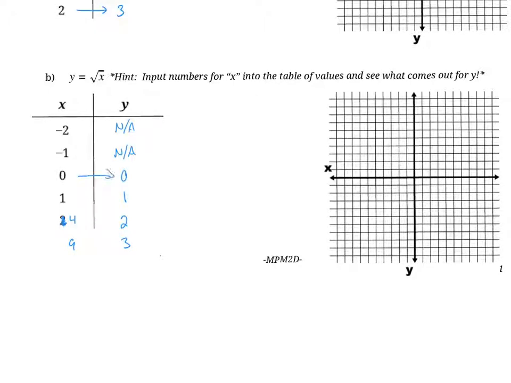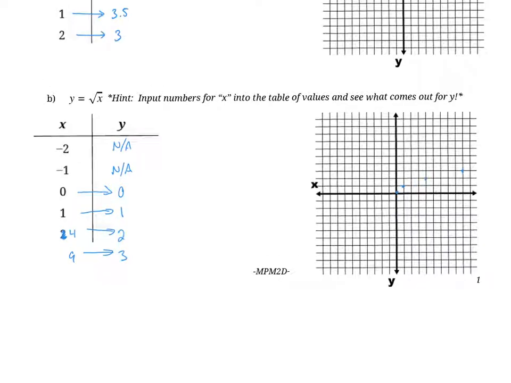So these points we can now graph. This time our graph is actually not linear, but this is what the graph of the square root of x will look like.